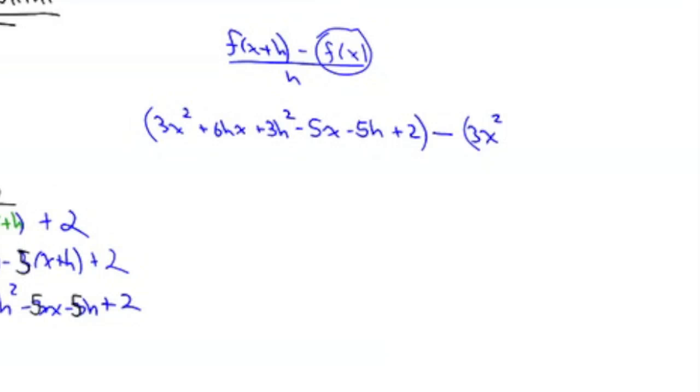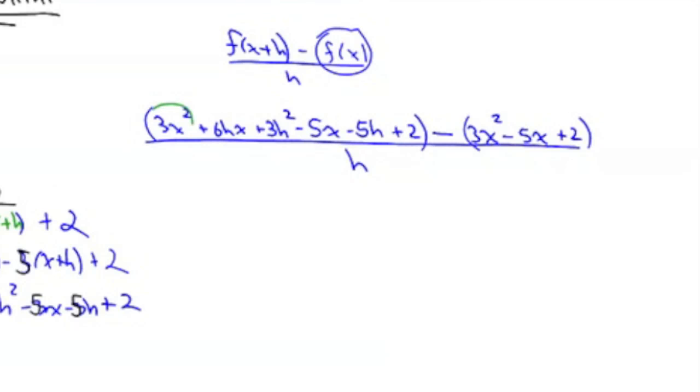Minus 5x. That's plus 2. And divide the whole thing by h. Now, if you remember the one that we did on Monday, it looked like everything canceled out and then we can simplify what was left over. Same thing's going to happen here.